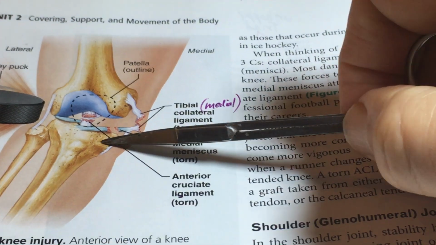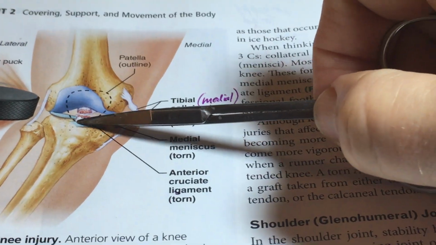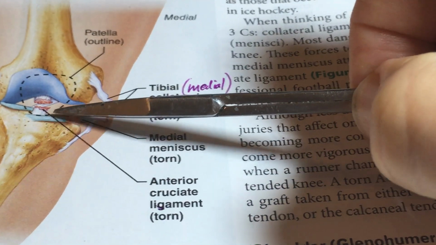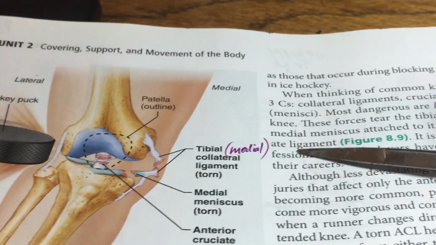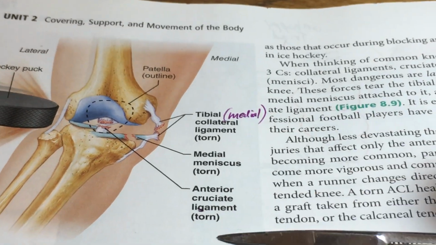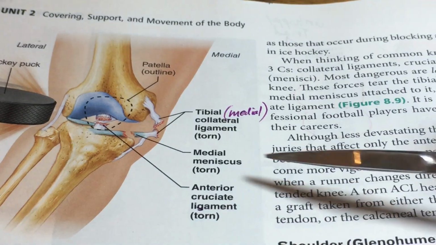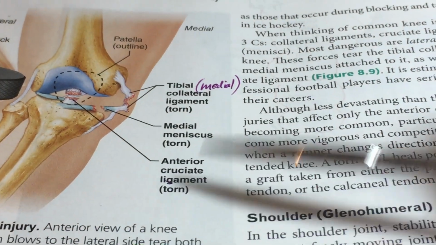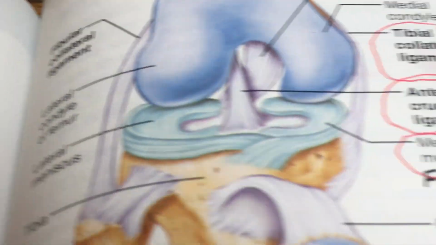And then that could also involve the meniscus because they're hooked up. And then, of course, the forces are also going to act upon the anterior cruciate. So this is, by definition, the unhappy triad right here: the tibial collateral ligament, the medial meniscus, and the anterior cruciate ligament. They're a little bit better represented in that previous picture right here.